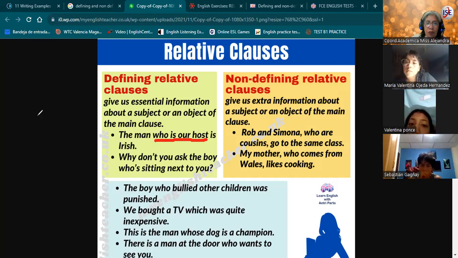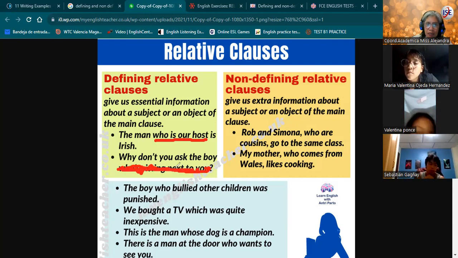Why don't you ask the boy who's sitting next to you? If I eliminate this, why don't you ask the boy? Who is the boy? We don't know who the boy is. But if I make the clause that says who's sitting next to you, we can identify the boy easily, okay? So this information is necessary to understand the sentence.